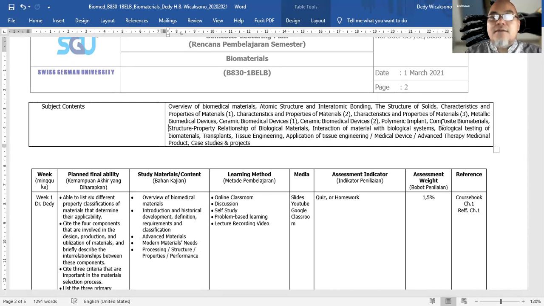and the structure and property relationship in biological materials. Interaction of material with biological system will be covered by Pak Kholis. Biological testing of biomaterial also with Pak Kholis. Transplant tissue engineering, this is Pak Kholis as well. Then application of tissue engineering, medical devices, and advanced therapy medicinal product. And then of course case studies and projects.